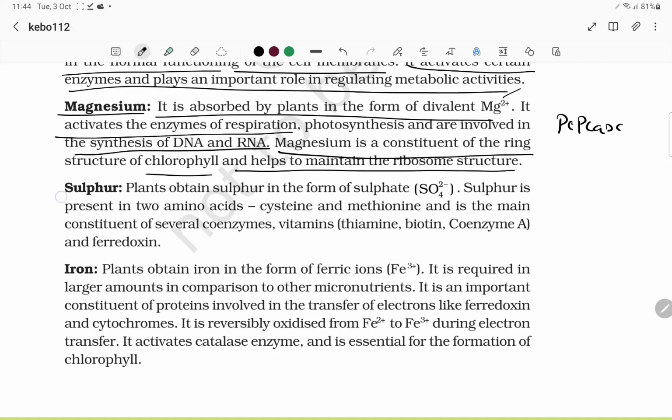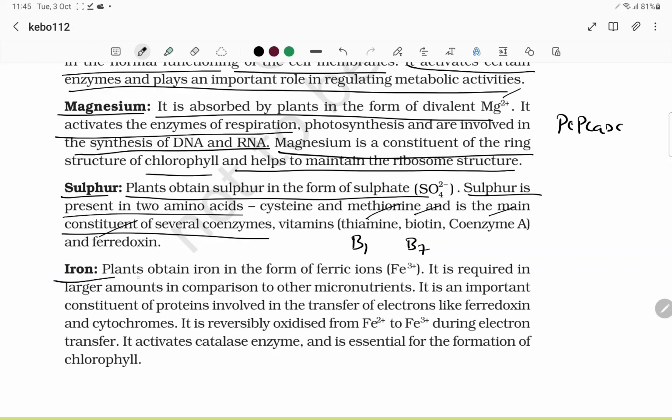Sulfur. Sulfur is taken up in the form of sulfate ions. Sulfur is present in two amino acids, cysteine and methionine, and it is the main constituent of several coenzymes and vitamins like thiamine, biotin, coenzyme A, and ferredoxin. So B1, B7, coenzyme A and ferredoxin.